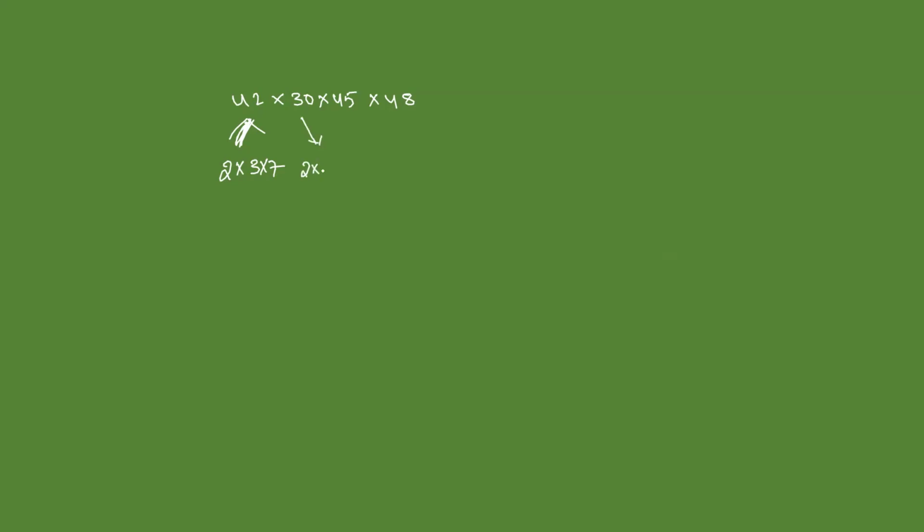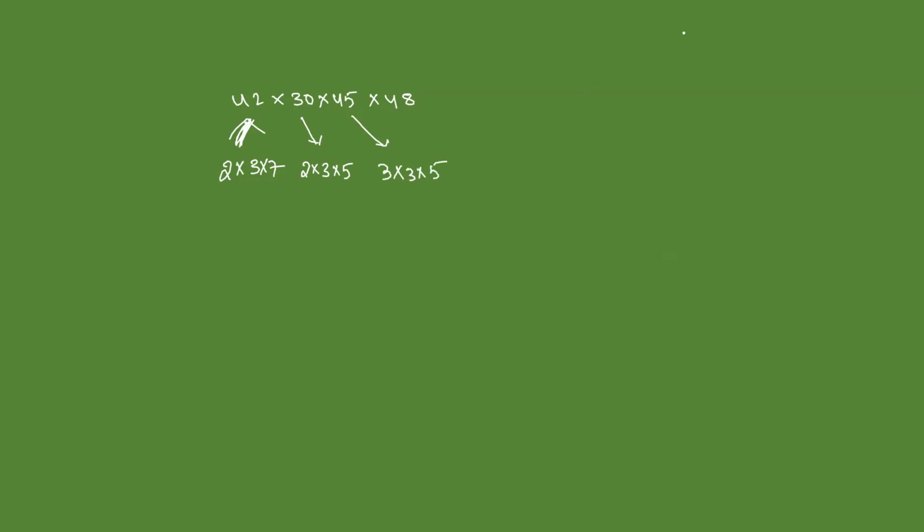Similarly, what can I write for 30? 2 into 3 into 5. I am doing prime factorization. I will tell you prime factorization later on; there will be one small concept there. Next, for 45, what can I write? 3 into 3 into 5.